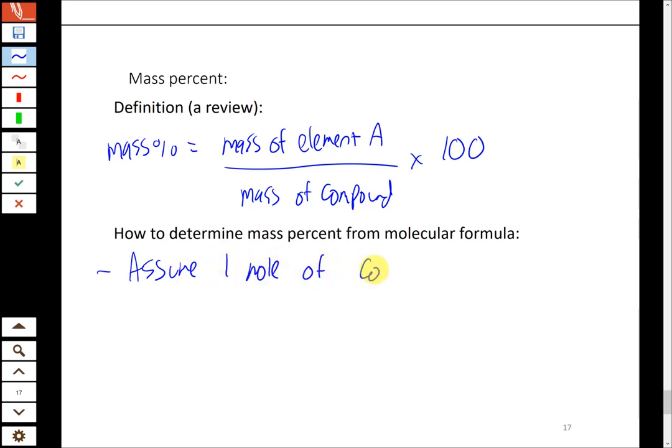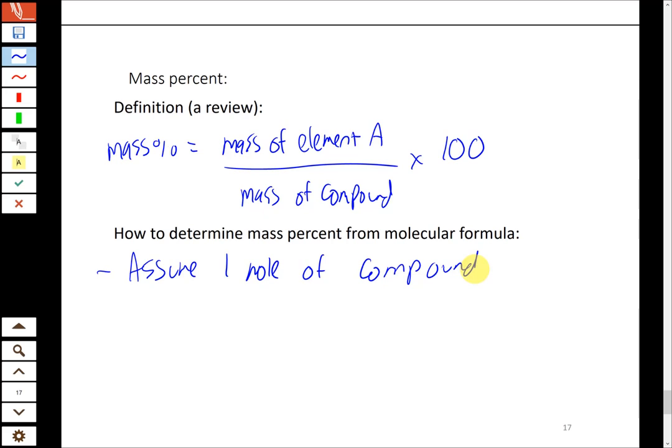Because we have to recall that mass percent is what's called an intrinsic property. It doesn't matter how much of the substance you have. Whether you have one tiny little speck of the compound or a whole giant pile of it, the mass percent for any element is going to be the same. It's an intrinsic property. It's not dependent on how much compound you have. It's a ratio. That's why that's the case.